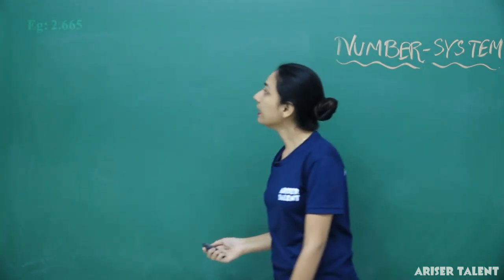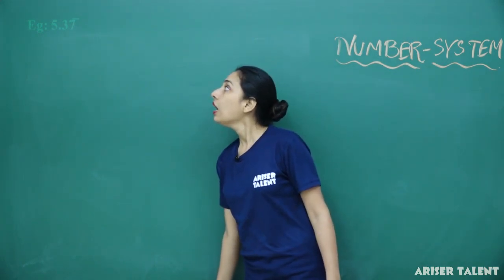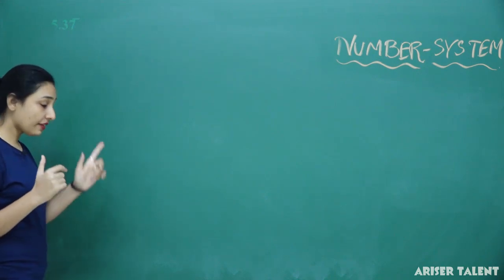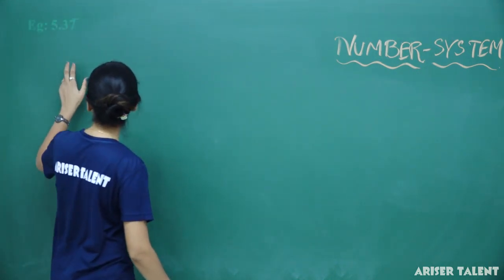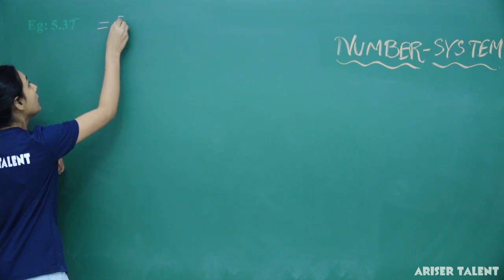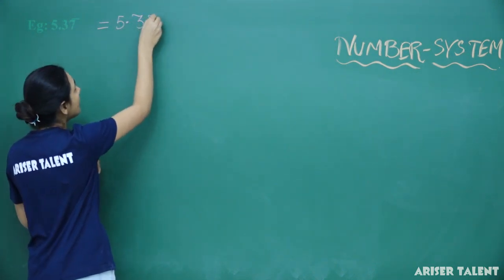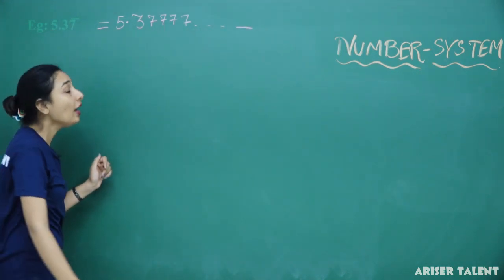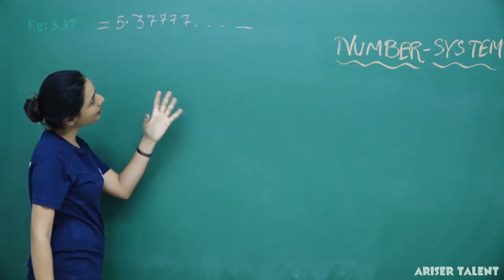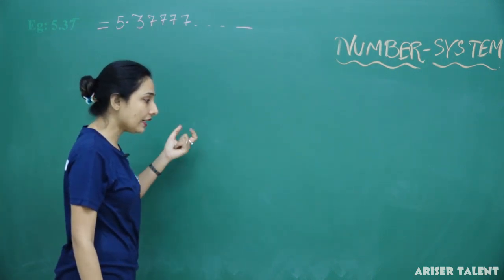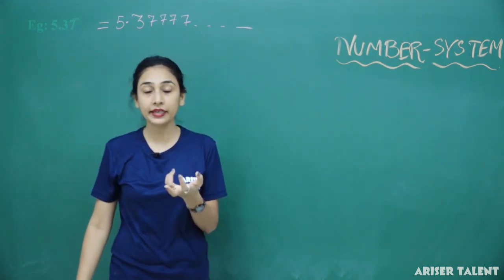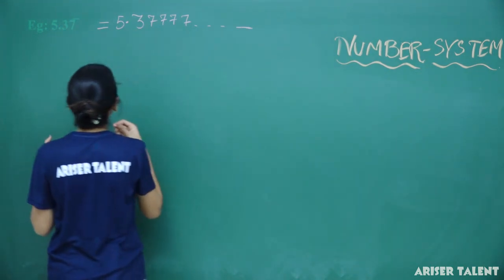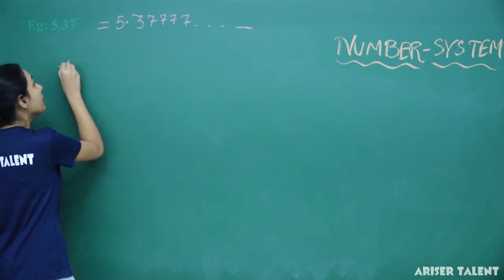So now next question is 5.37 bar. Now it is having a bar over 7, so that will be 5.37777777 and so on. So basically 7 is going to repeat and repeat and repeat. So now you will be wondering how we will represent it on the number line. Let us see how you are going to do this particular question.